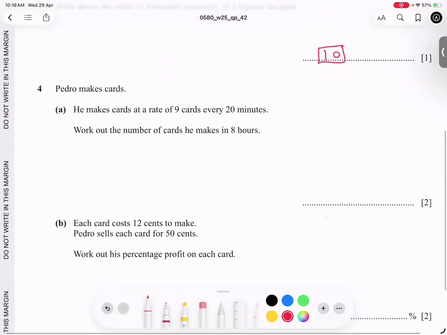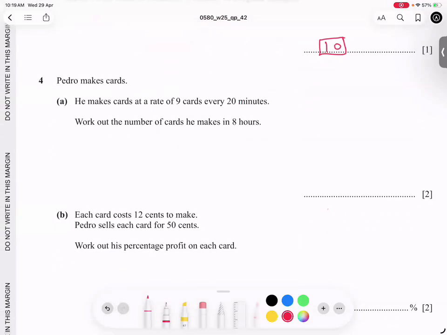Question number 4. Pedro makes cards. He makes 9 cards for every 20 minutes. Write the number of cards he makes in 8 hours. So first of all, 8 hours multiplied by 60. We want to convert into minutes, so 480. And now write 2 titles here, cards, and here minutes. 9 cards in 20 minutes.